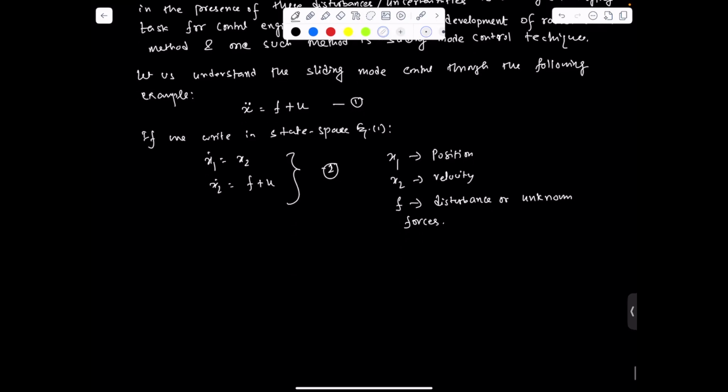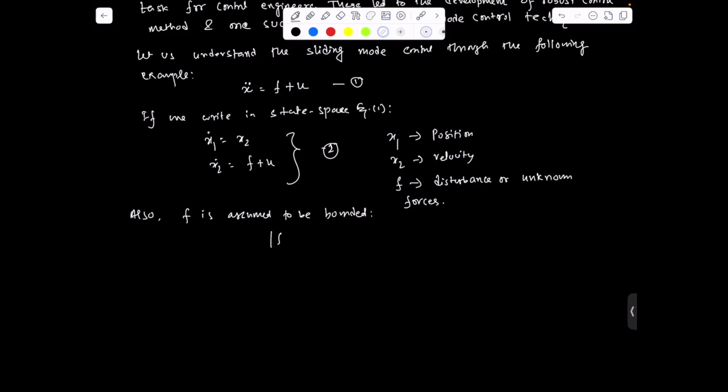Okay, so also let us assume this f is bounded. So its norm is bounded. It means the norm of f is less than some value greater than 0, a bound on the function f.